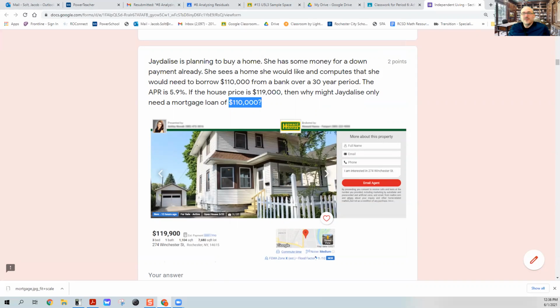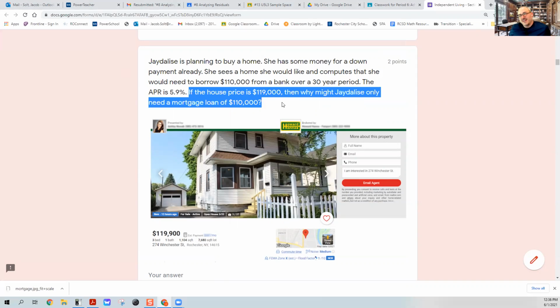I'm looking at the chat right now. I'm trying to see if you can answer the question. If the house is $119,000, then why is she taking out a loan for less than the value of the house? How does that make sense? What part of the word problem explains why the mortgage loan is $110,000? I'm hoping to see some responses.